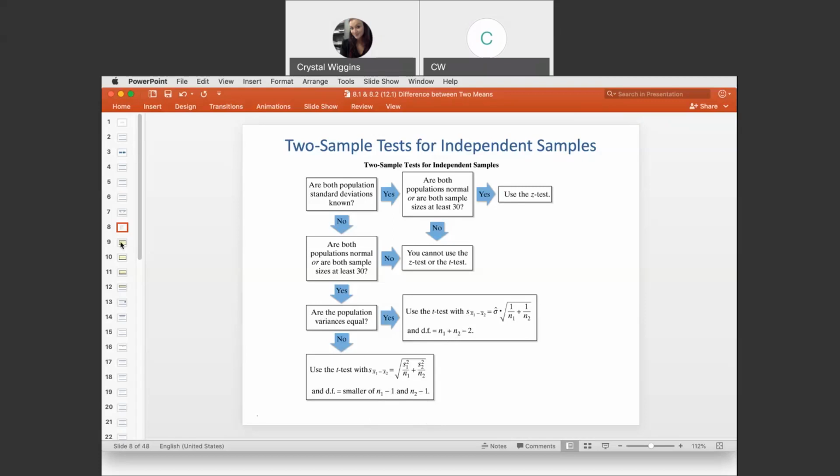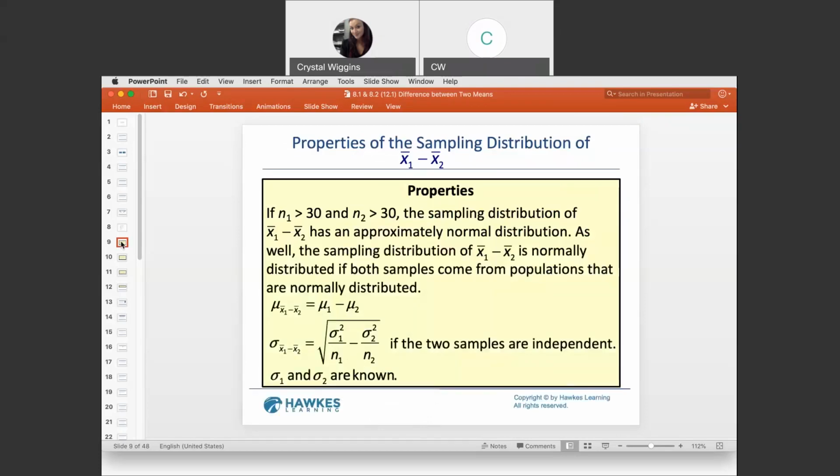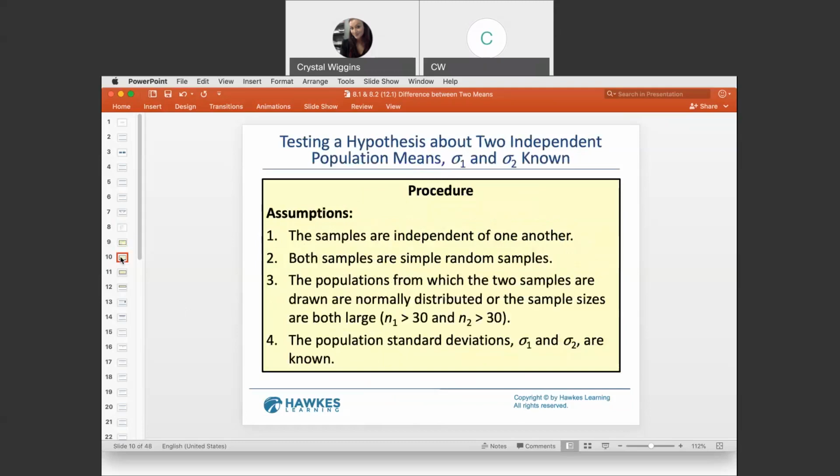Okay. So some properties: if both sample sizes are larger than 30, the sampling distribution of x bar 1 minus x bar 2 has approximately normal distribution, as well as the sampling distribution of the difference of the sample means is normally distributed if both samples come from populations that are normally distributed. We don't really need to worry so much about these formulas as we will be doing everything in Rguroo. The assumptions that we need to check off.